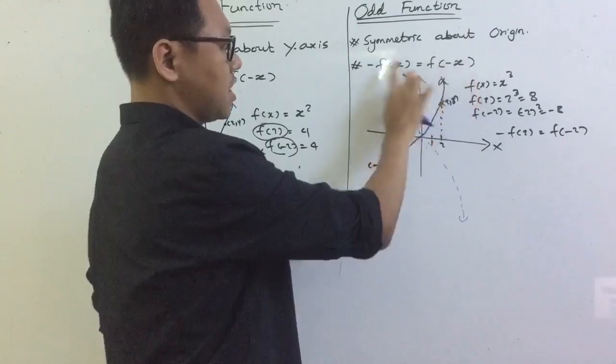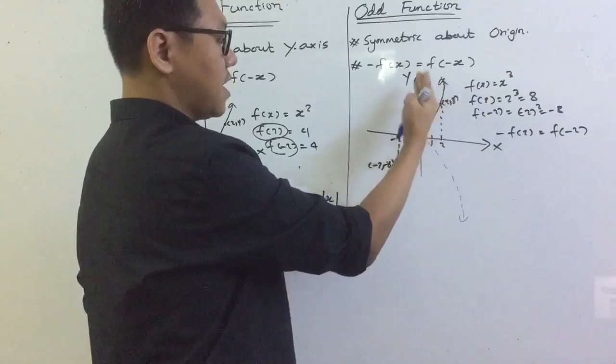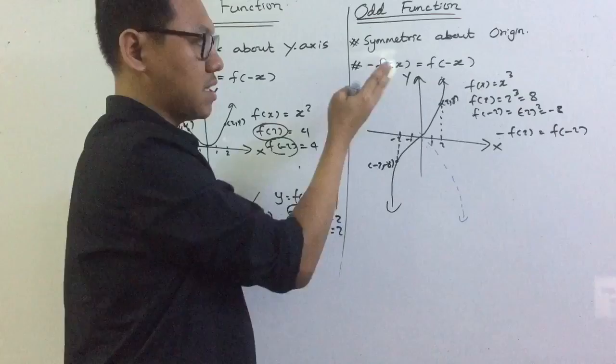Okay, so if they give you a graph, you can see when you try to reflect it in the y-axis, and then do it in the x-axis, if it is symmetric, it is symmetry about the origin. Okay.